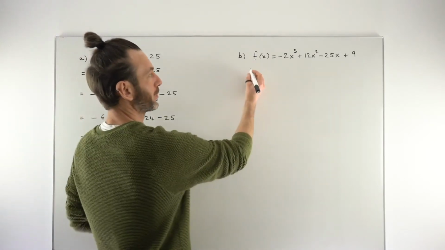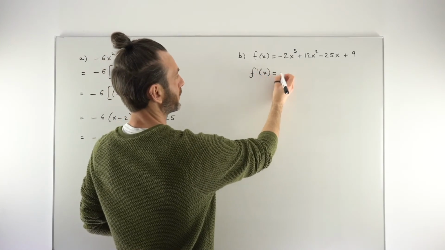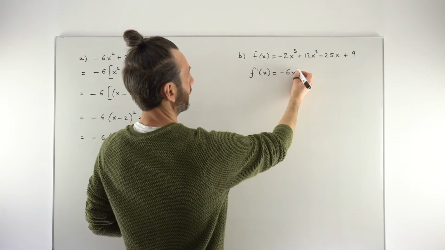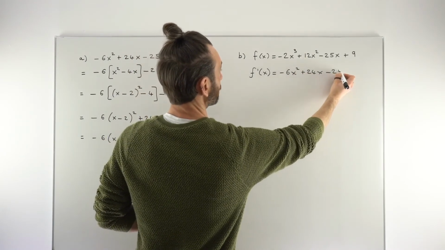So let's maybe start by working out the derivative. So f dash x, just using the power rule, this becomes negative 6x squared plus 24x minus 25.